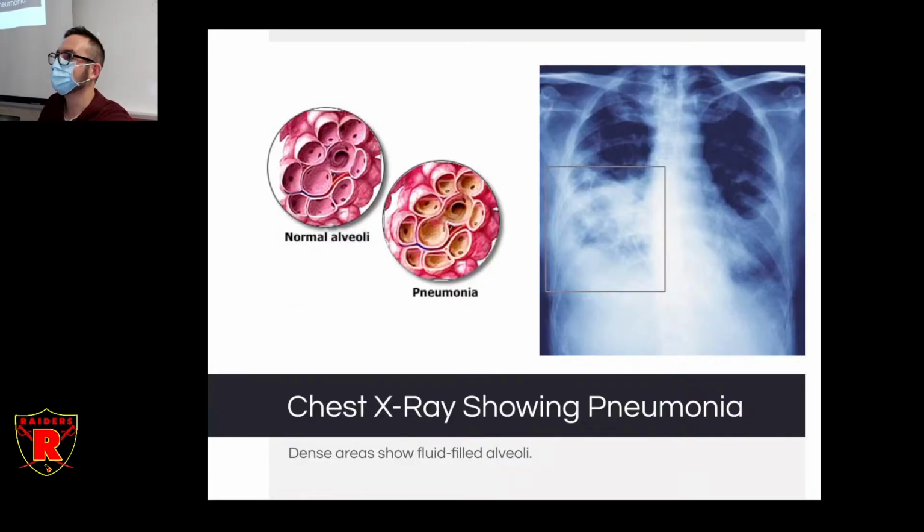Okay, what does it look like on an X-ray? There it is. You can see the fluid sitting in the lungs. Shows up pretty clearly there.